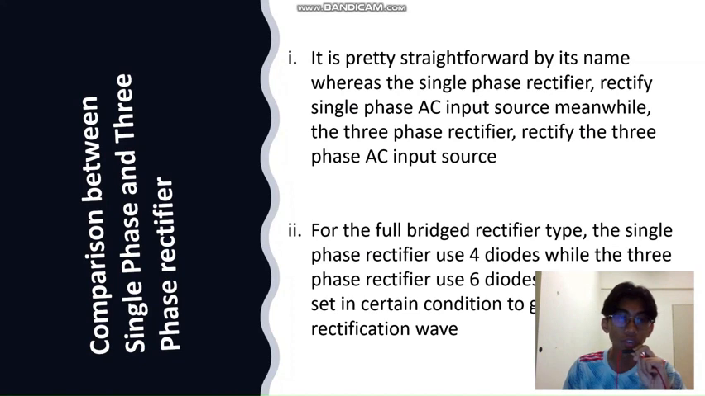Comparison between single-phase and three-phase rectifier. It is pretty straightforward by its name, whereas the single-phase rectifier rectifies a single-phase AC input source, meanwhile the three-phase rectifier rectifies the three-phase AC input source. For the full bridge rectifier type, the single-phase rectifier uses 4 diodes while the three-phase rectifier uses 6 diodes that have been set in certain conditions to get the desired rectification wave.